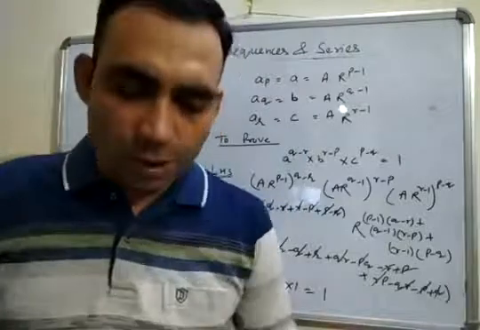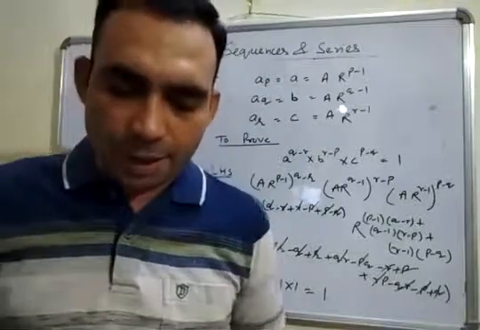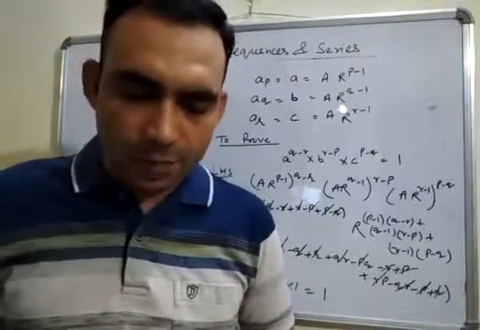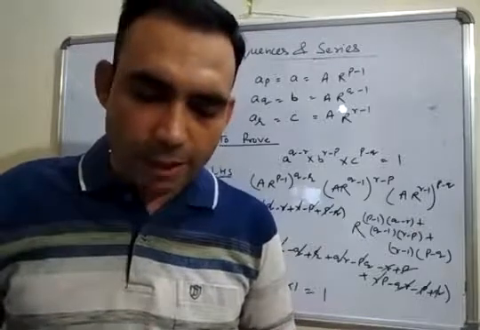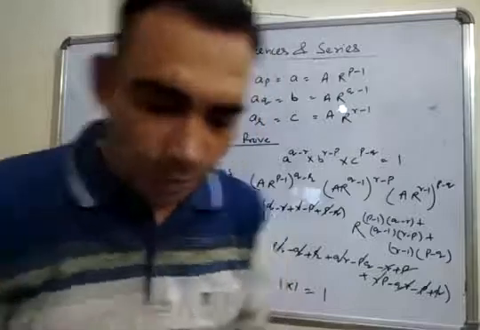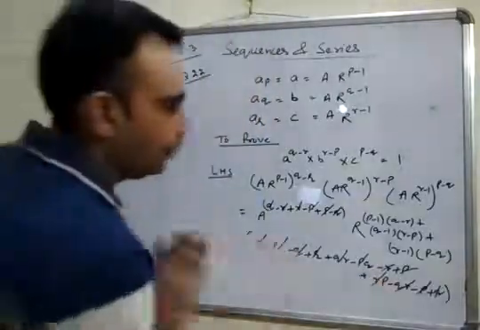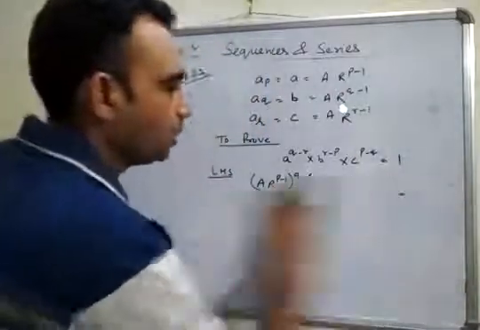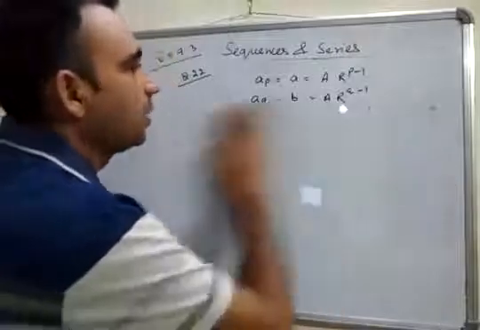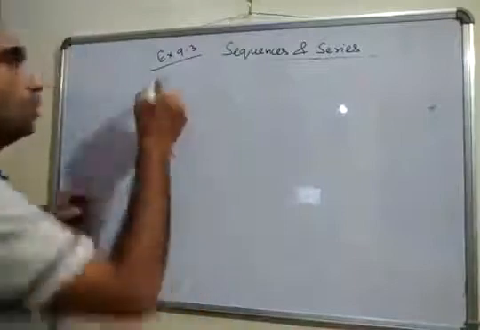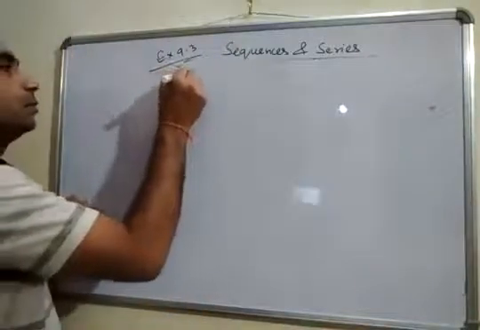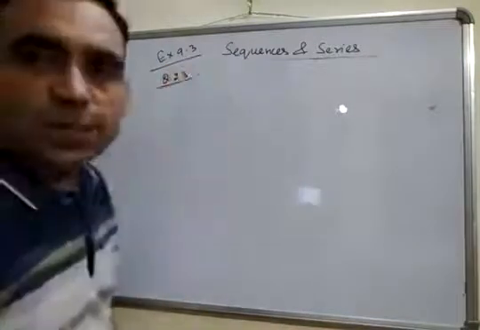Now question number 23. If the first and n-th term of a GP are A and B respectively, and if P is the product of n terms, prove that P square is equal to AB to the power n. We have a GP whose first term is A and last term is B. Let the common ratio of the GP be R.